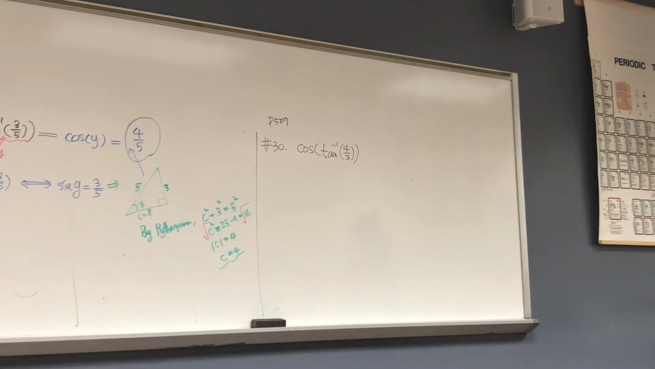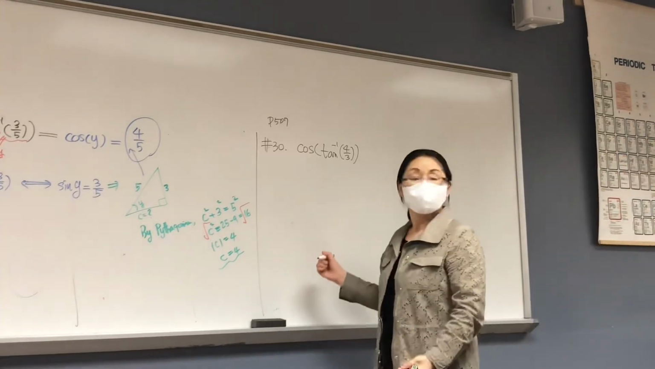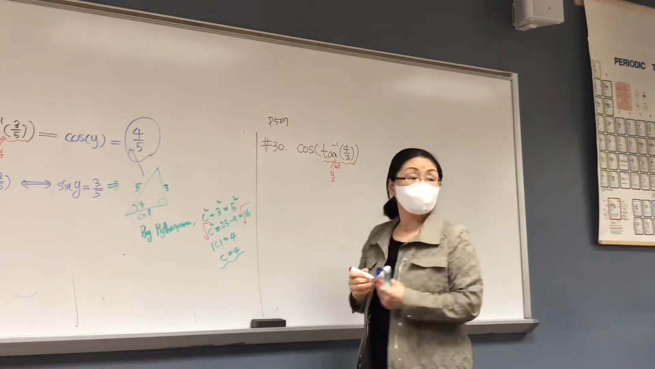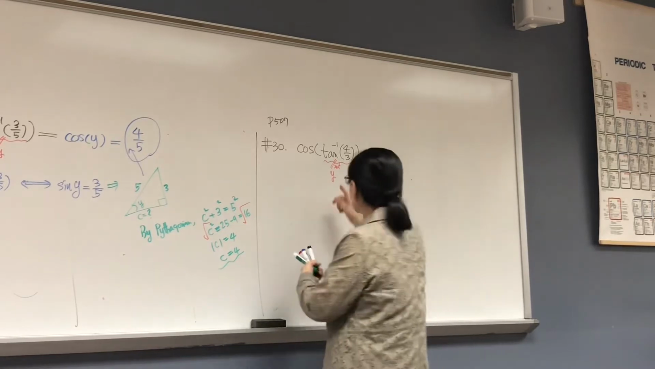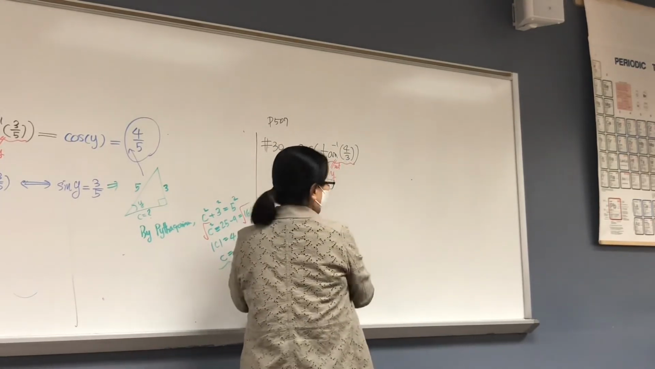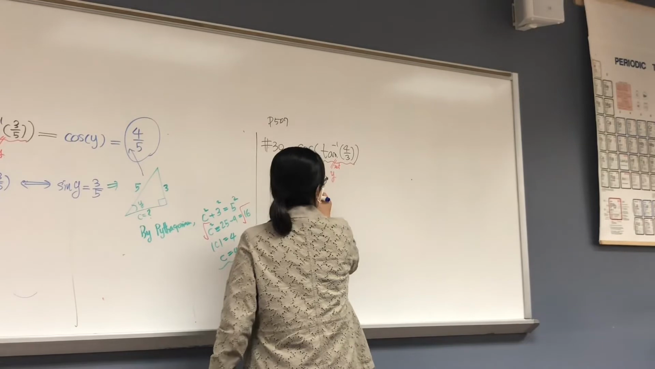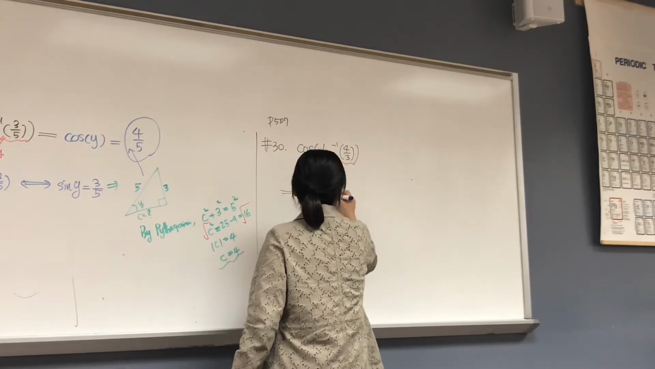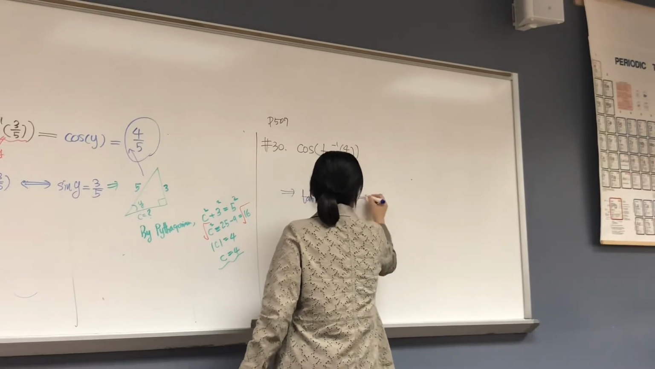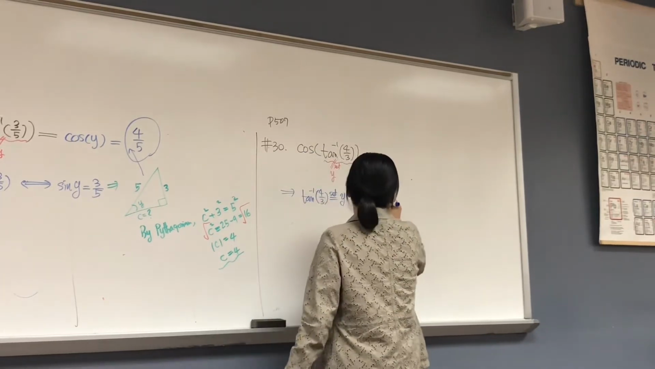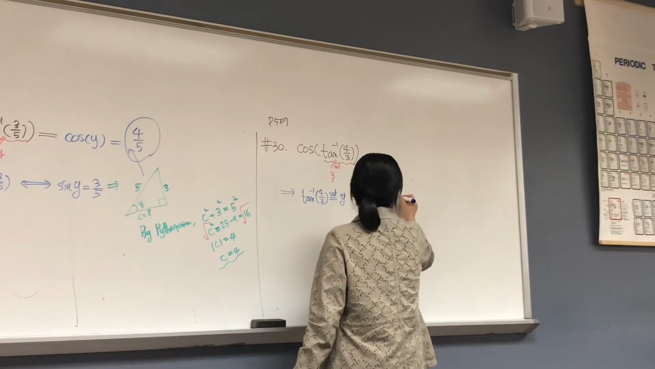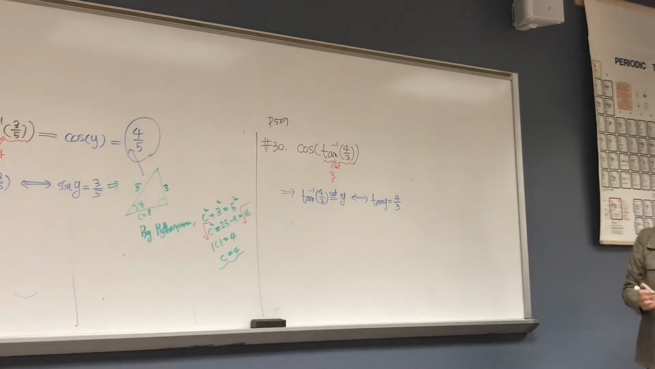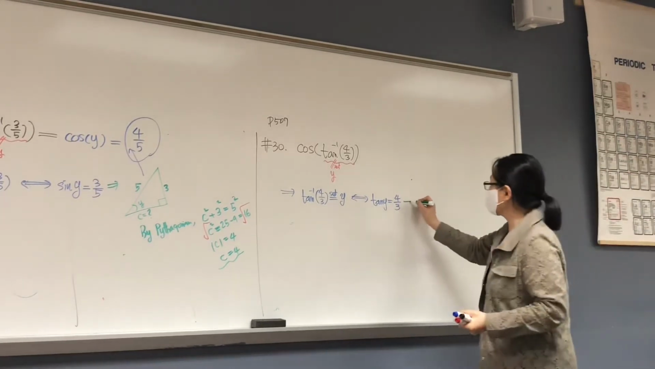Inside first. Set y equal to tangent inverse 4/3. What is the converted form? Tangent y equals 4/3. What is the next step? Draw a triangle.